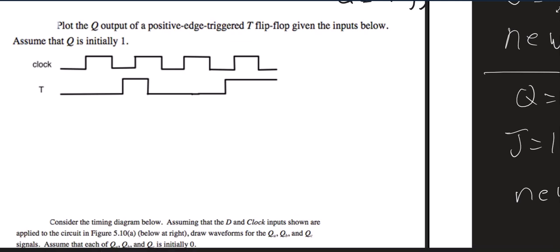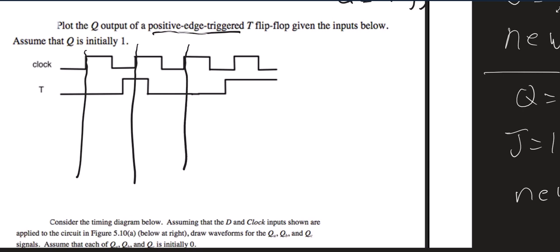Okay, so for this one, we're going to plot the Q output of a positive edge triggered T flip-flop given the inputs below. So now we're going to practice what we just talked about. It says positive edge triggered, and when that's the case, I like to draw vertical lines at my positive edges because I know that's the only place I can change. And we have that Q is initially 1.